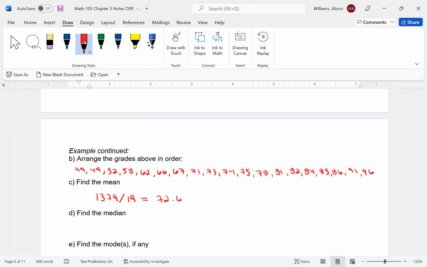Okay, so for the median, I'm going to find the middle number, which means since there's 19 pieces of data, I'm going to count 8 of them. 1, 2, 3, 4, 5, 6, 7, 8. So here is my 9th term. And then I should have 8 on the other side. 1, 2, 3, 4, 5, 6, 7, 8, 9, 10. What? Oh, actually, I want to count 9. Just kidding. So 74 would be the middle data.